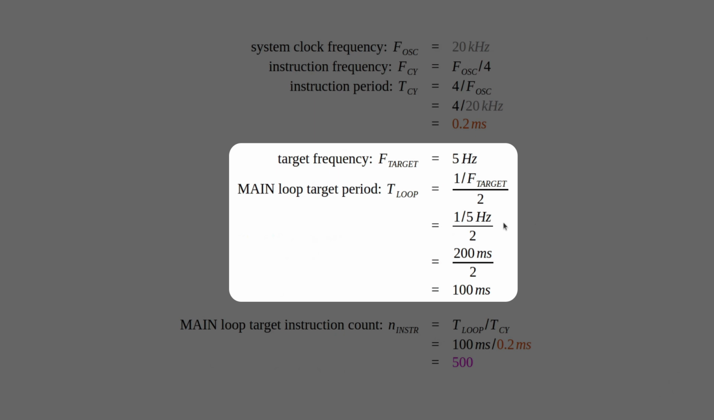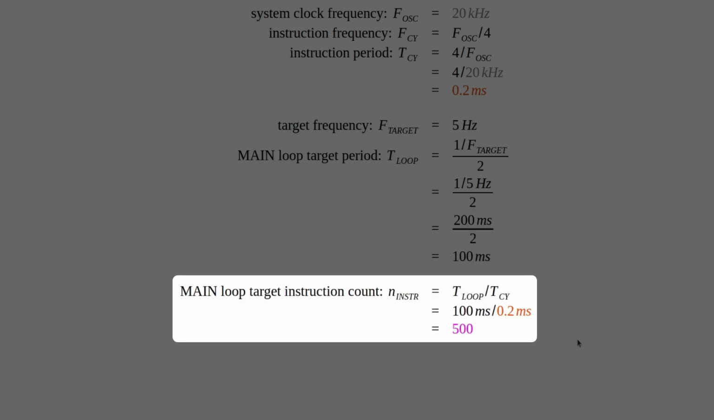Because remember, each cycle of the up-down takes 2 loops, and we want to find out how long one of them takes. Plugging in our target frequency of 5 hertz, we can calculate the main loop target period to be 100 milliseconds. Now that we know how long the main loop needs to take, we can divide that by how long each instruction takes. 100 milliseconds divided by 0.2 milliseconds results in 500 instructions. So that means our main loop needs to last 500 instructions. And right now, it lasts 3. So we need to induce a little bit of a delay here.